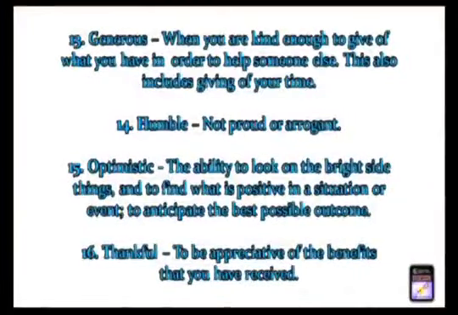Okay, optimistic means the ability to look on the bright side of things and to find what's positive in a situation or event and to anticipate the best possible outcome. Like getting that flat tire, and you start getting upset and screaming and hollering and cussing, instead of just going to check to make sure you have a jack, and that your jack's working okay. How long has it been since you used the jack? You probably need some exercise, right? You probably need a refresher on changing a tire.